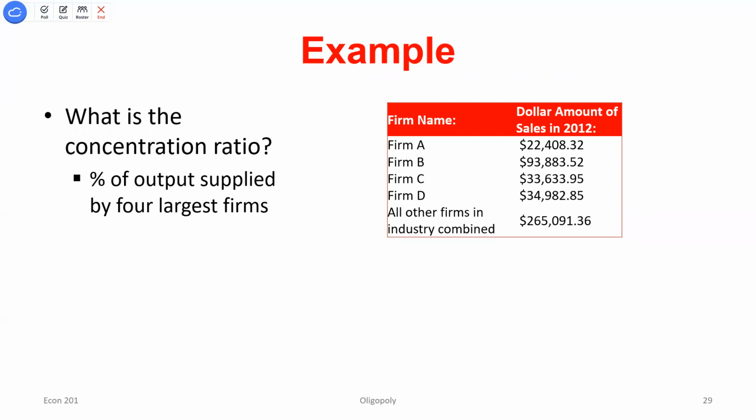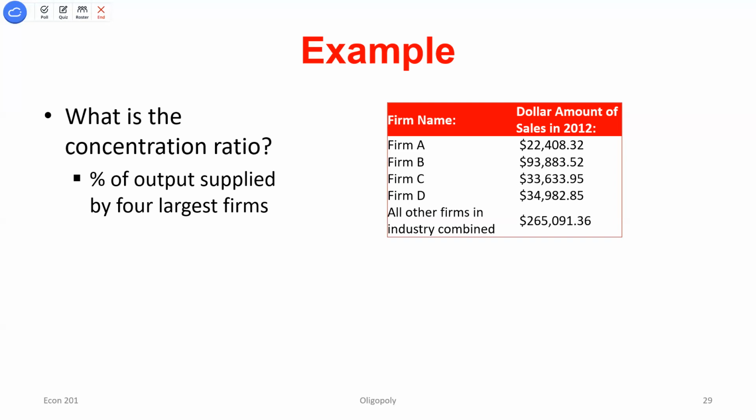The first firm has $22,408 in sales here. What would I need to know in order to turn that into the proportion of sales they have, or the percent of sales? What overall sales? Yeah, I need the total sales in that market. Well, how can I get the total sales in this market? Well, I've got the top 4 firms and every other firm in this industry. So it's really just a matter of adding all those up. Now I could break this down into every single firm and it would just be a little bit more complicated.